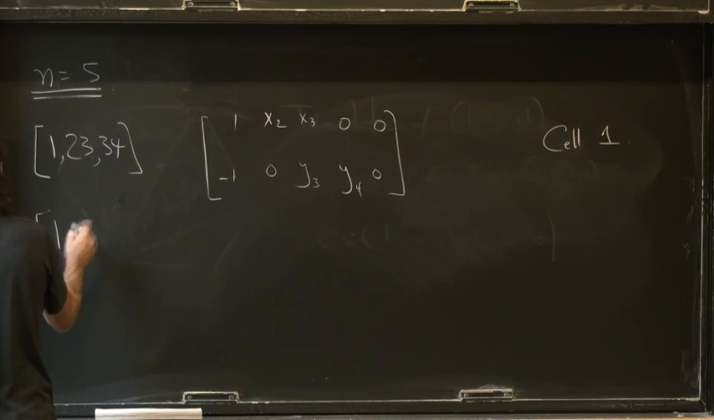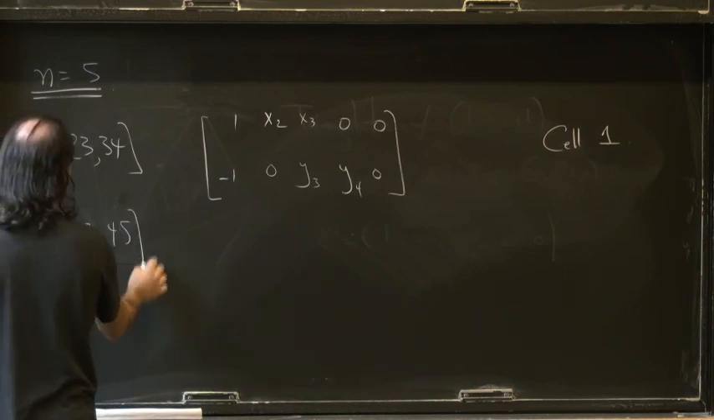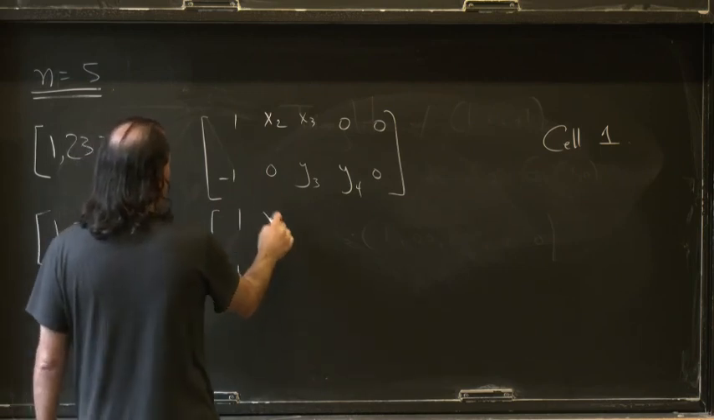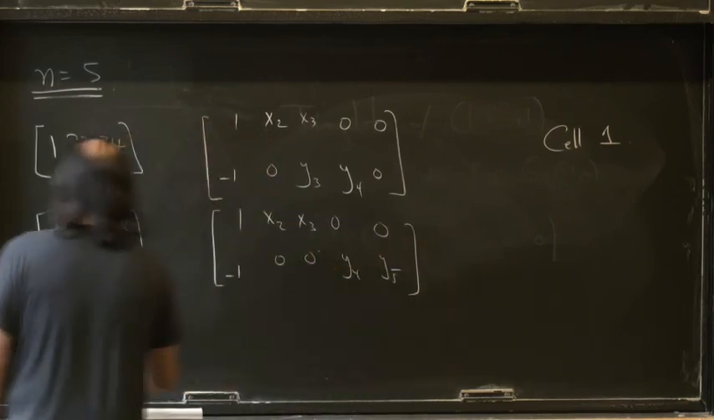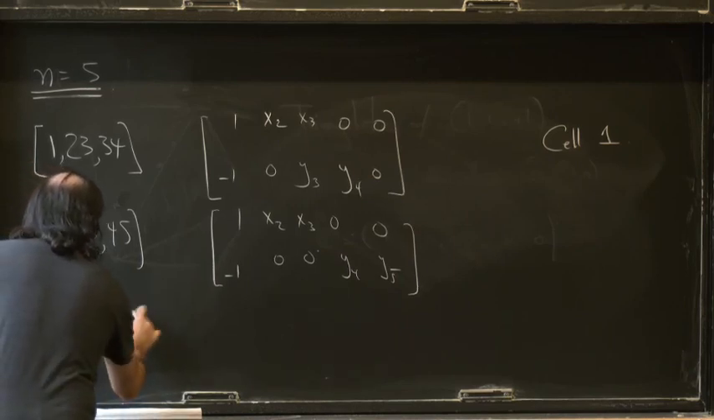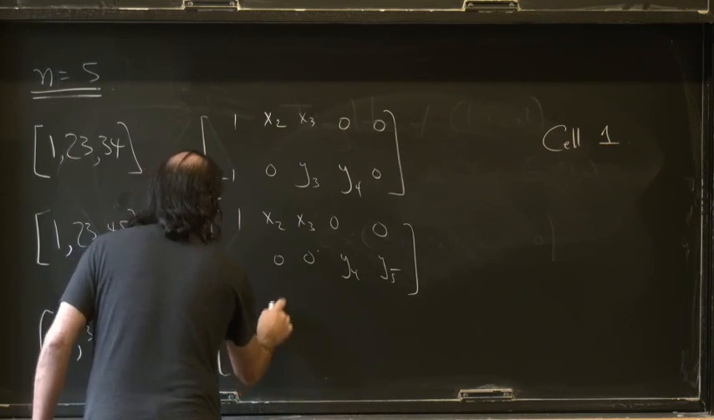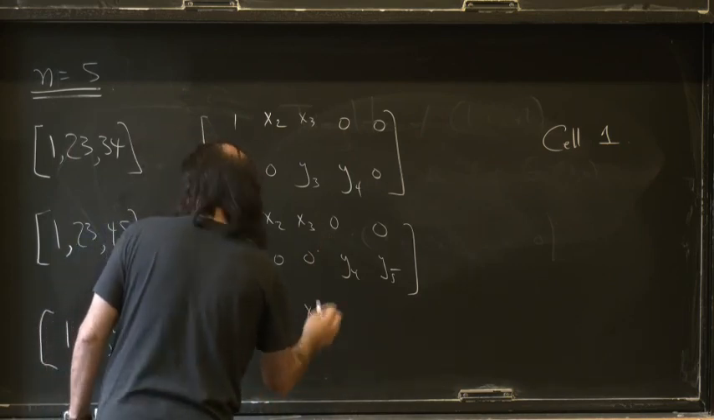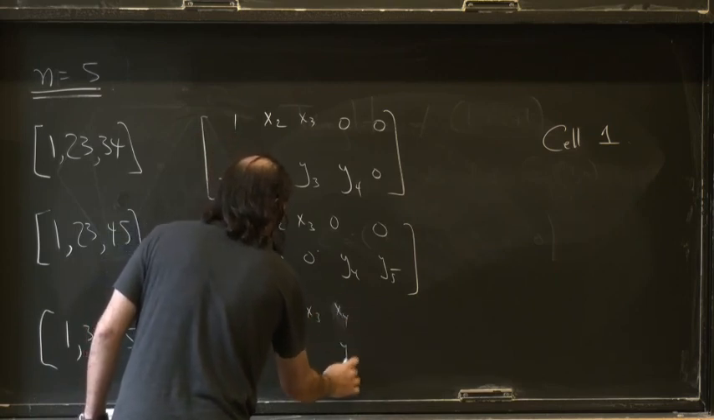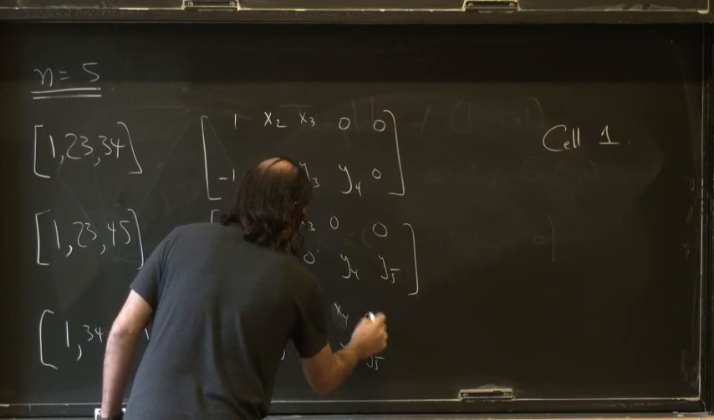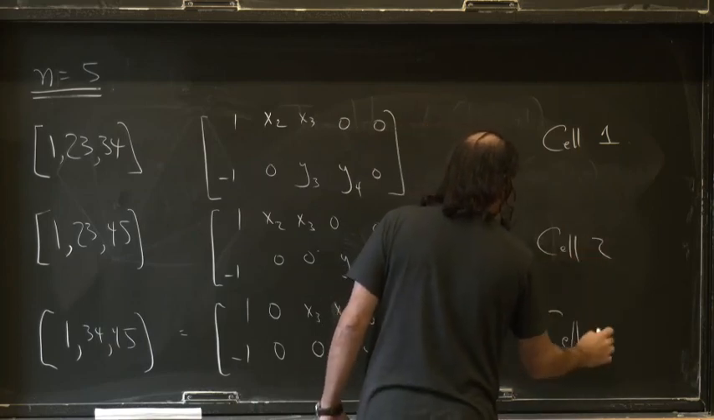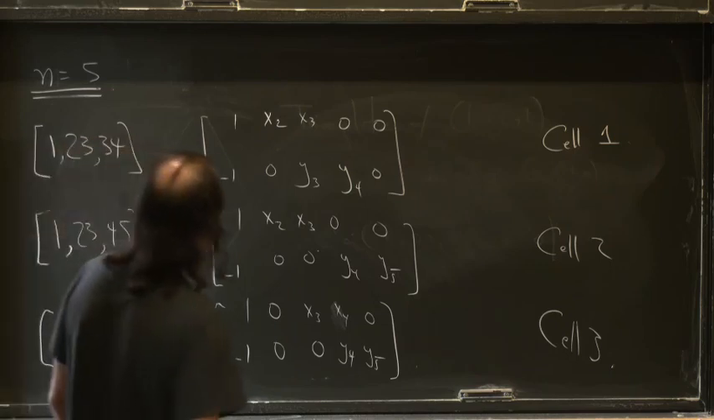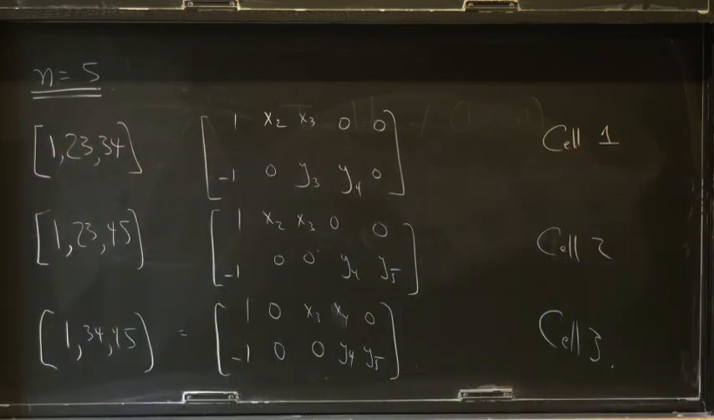Then I have 1, 2, 3, 4, 5, where the matrix looks like 1, minus 1, x2, x3, y4, y5, 0, 0, 0, 0. And finally, 1, 3, 4, 4, 5, where the cell looks like 1, minus 1, 0, 0, x3, x4, y4, y5. So these are all four-dimensional cells. And I claim that these four-dimensional cells, their images under the C dot Z map, are non-overlapping and that they'll tile the amplituhedron. And again, I'll just show for the moment that they're non-overlapping.